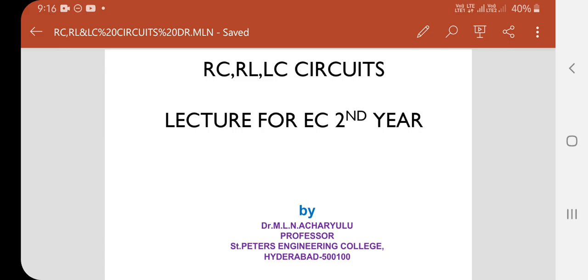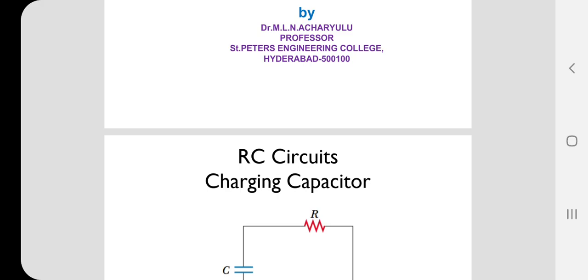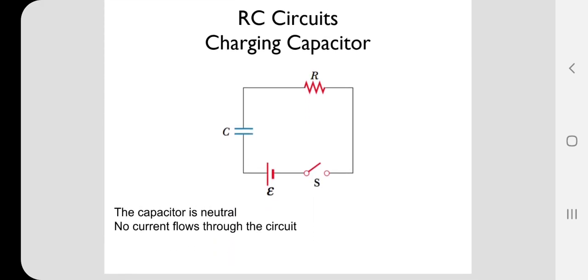Now we are going to talk about the preliminary things of the RC circuit. This is the charging capacitor. You see here, the circuit consists of the elements R and C, and the applied voltage, the EMF E, and S is the switch. The capacitor is neutral. No current flows through the circuit when the switch is open. The capacitor charges when you apply a voltage.